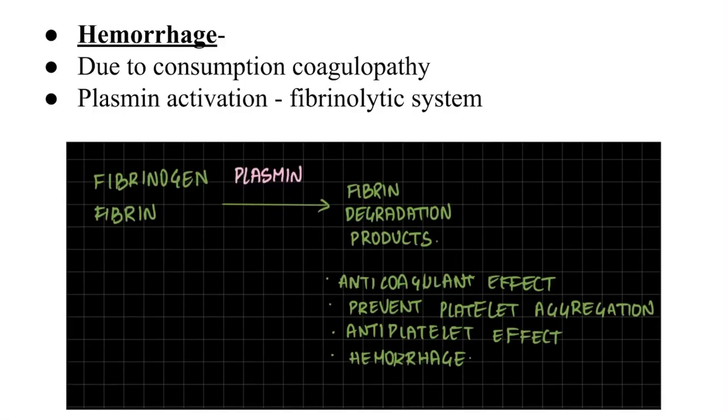Coming to the second part of the pathogenesis, hemorrhage. Hemorrhage is caused by the consumption coagulopathy, because the platelets and every clotting factor are already utilized. There will be a deficiency. When the body needs them to work, they won't work because of the deficiency. The second mechanism is plasmin activation. Plasmin has an anti-platelet, or anticoagulative, effect. It breaks fibrin or fibrinogen into fibrin degradation products. Fibrinolysis is nothing but the breakdown of fibrin. It prevents clot formation. It also leads to hemorrhage.